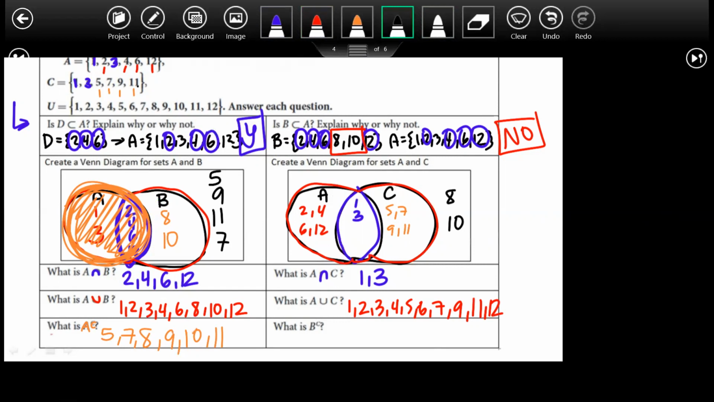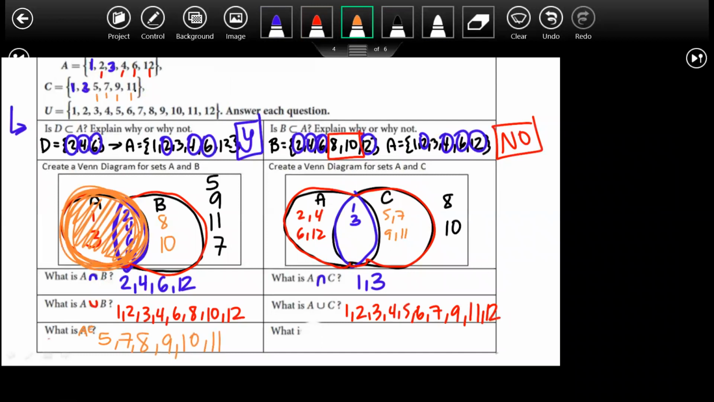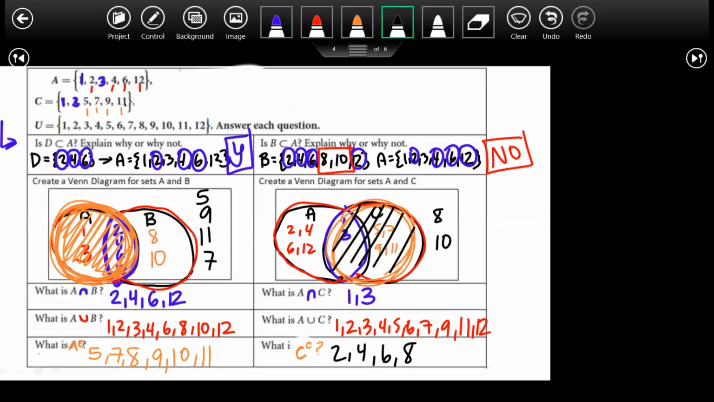And do me a favor, just so we can keep on with this idea, change this B complement to C complement, just because it makes no sense that we're introducing B when we didn't even do B. What are the elements not in C? Everything is here, right? 2, 4, 6, 12, 8, 10. Yep, it's everything not in C. So 2, 4, 6, 8, 10, 12. Does that make more sense?